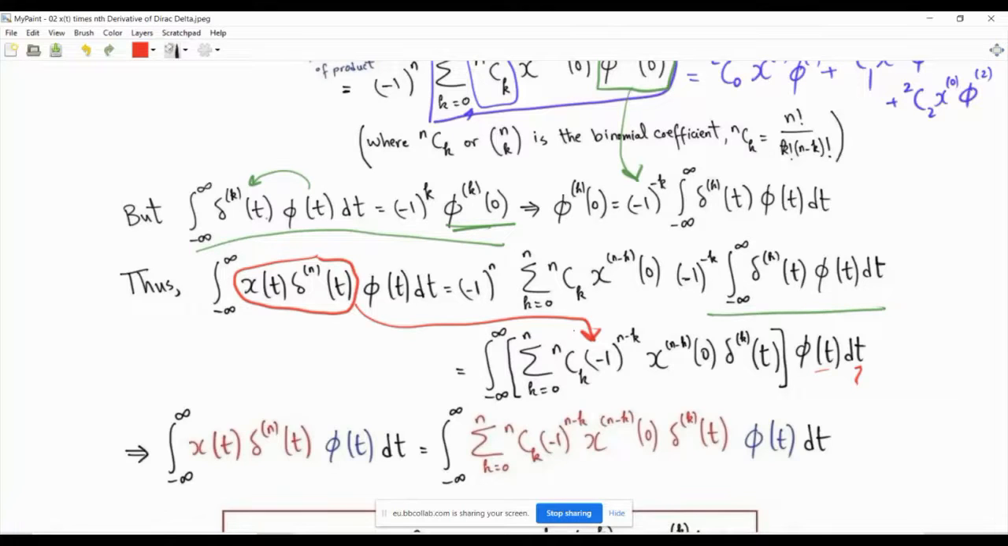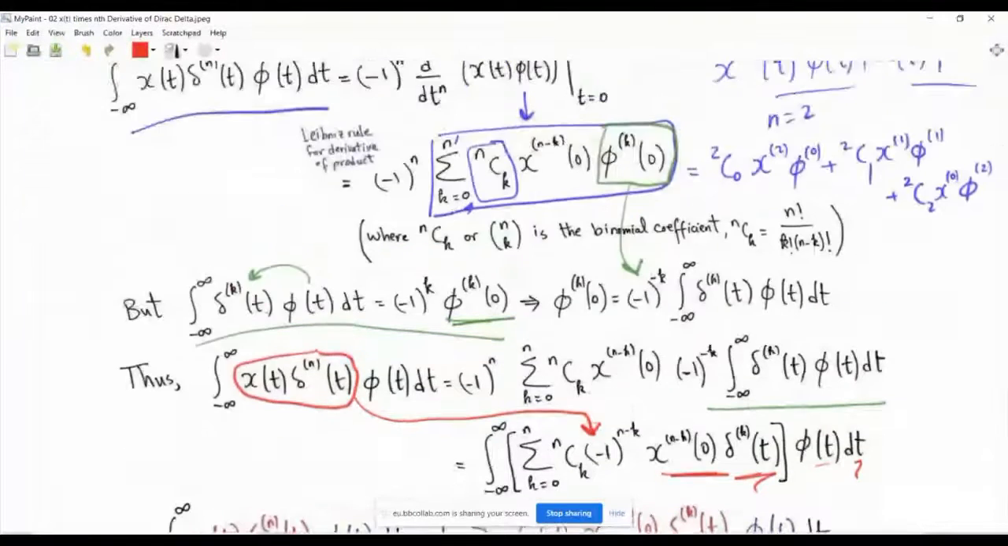Okay, so it will be a sum, k from 0 to n, n choose k, minus 1 to the n minus k, and then we have the derivatives of this x, and we have the derivatives of the Dirac delta. So we will take this again to be an equality, that this quantity here is analogous to this summation here with n plus 1 terms.